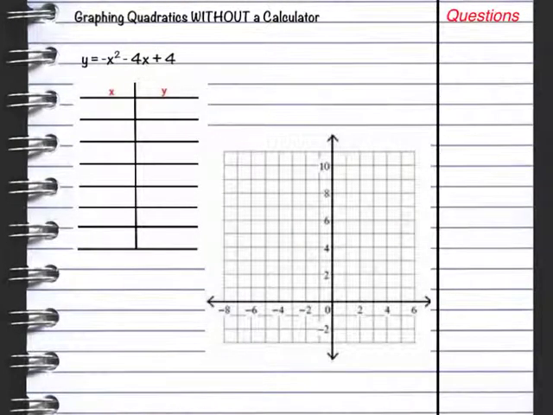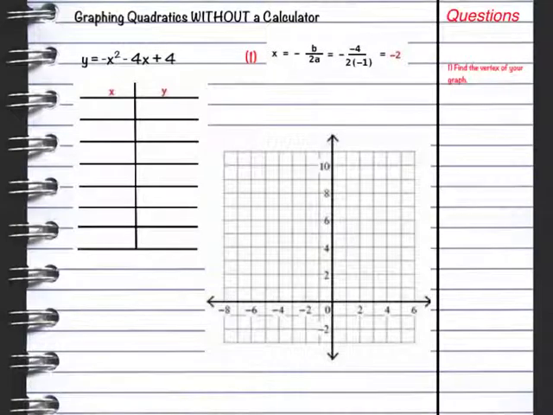So let's talk about graphing quadratics now without using a calculator. So I have a quadratic equation, y equals negative x squared minus 4x plus 4. Step 1, we want to find the vertex of the graph. That's going to be the key part of graphing any quadratic. So I use x equals negative b divided by 2a. I plug in my b value of negative 4, and I plug in my a value of negative 1. Simplify, I get x equals negative 2.